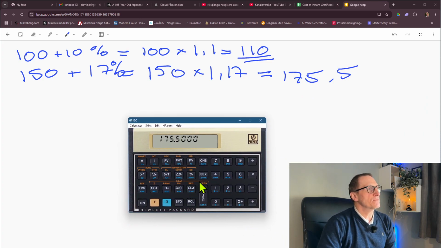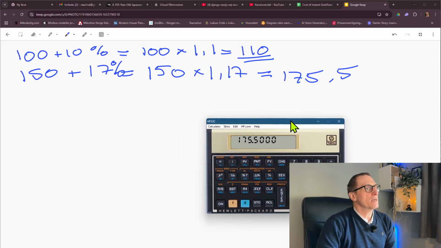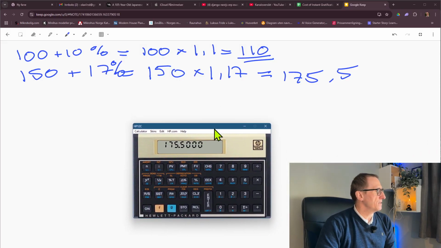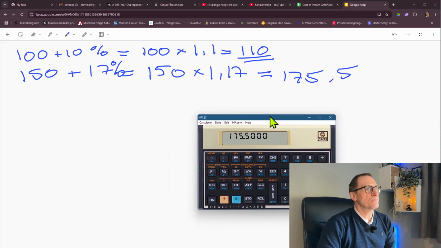Another way of doing it is 150, enter, and 17% plus. That way I have added 17% to 150.